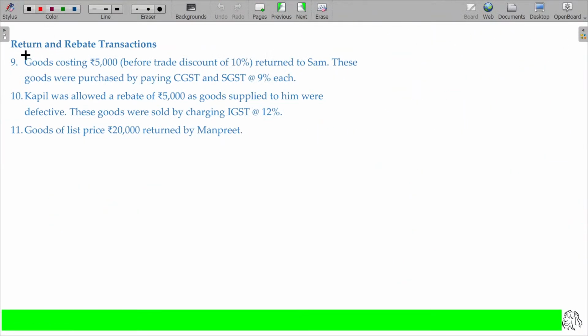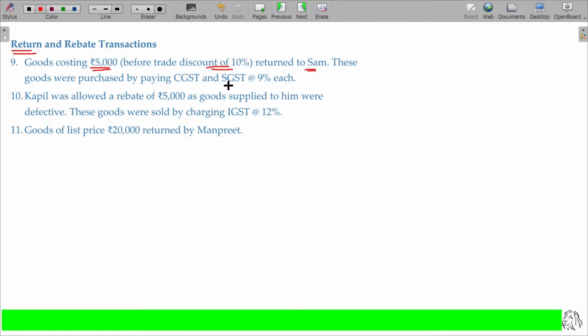In case of returns, sales return and purchase return, the amount payable will be subtracted later on. If I purchase for 1 lakh, for a purchase return of 20,000 rupees, I have to subtract 20 from the 1 lakh, balance 80 is payable. That is called rebate. And discount also is rebate.